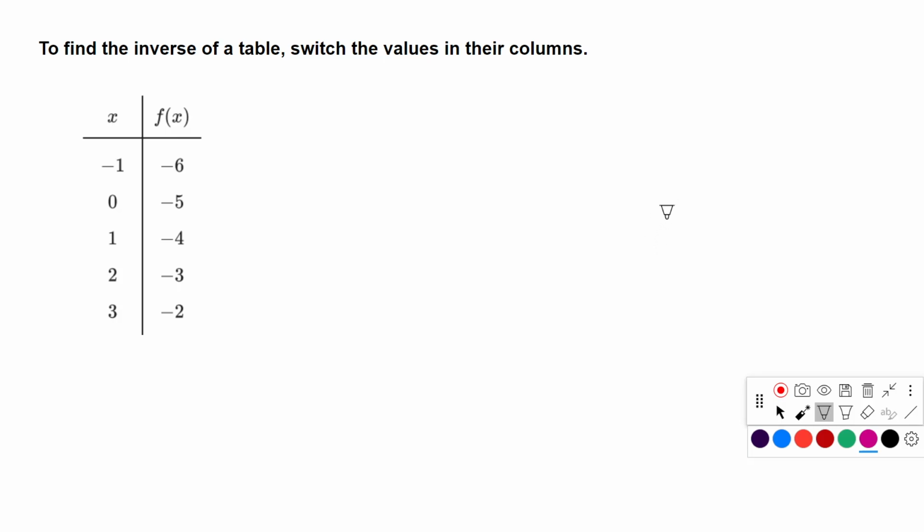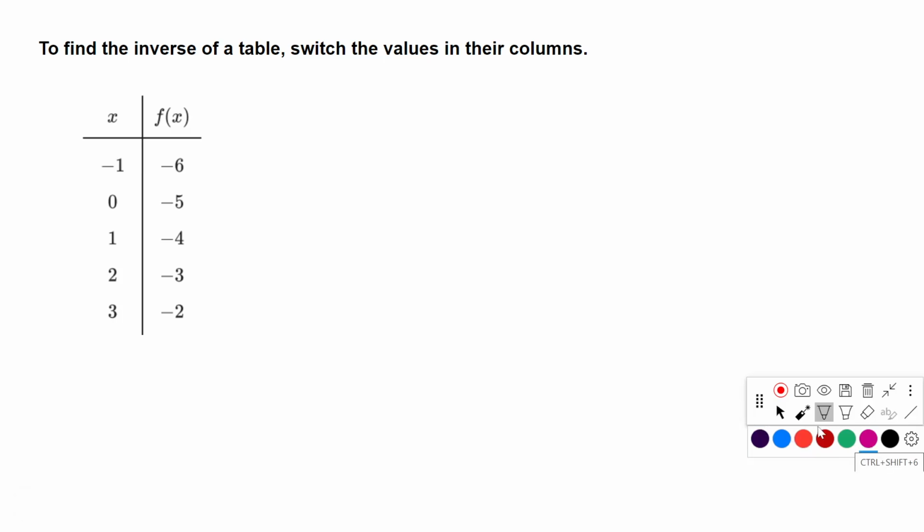The thing that you need to remember about inverses is that what is originally an input for one function and an output for the same function switches so that the original input will become the output and the original output will become the input.